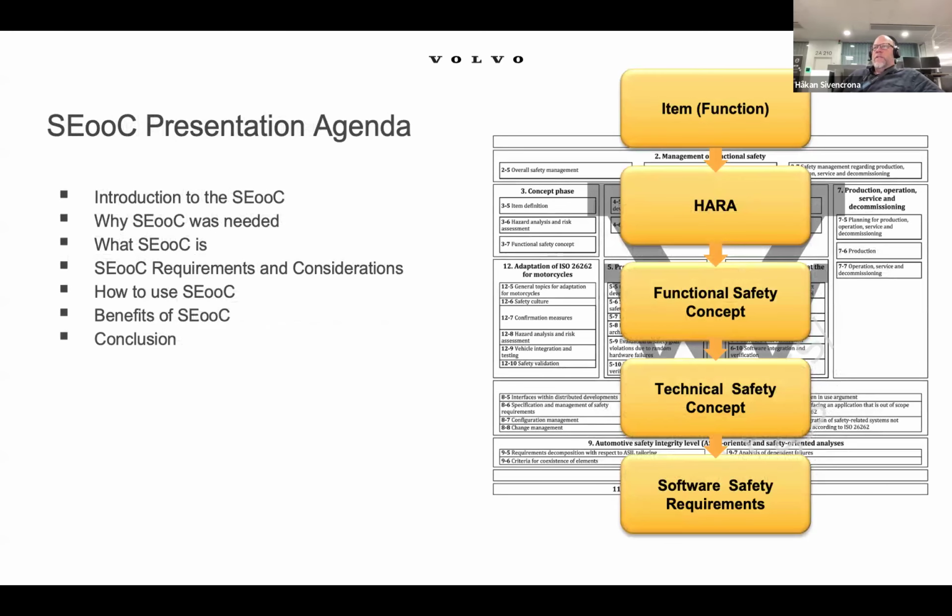So a little about the agenda then: introduction, down to why it's needed, etc. But keep in mind that the item, that is the function here in this presentation, goes into HARA, that goes into a functional safety concept, that goes into a technical safety concept, that breaks down into software safety requirements. So this is something to keep in mind when I speak about these words, that you know they are an abstraction of, or a breakdown into, several aggregations. And you see the life cycle behind.